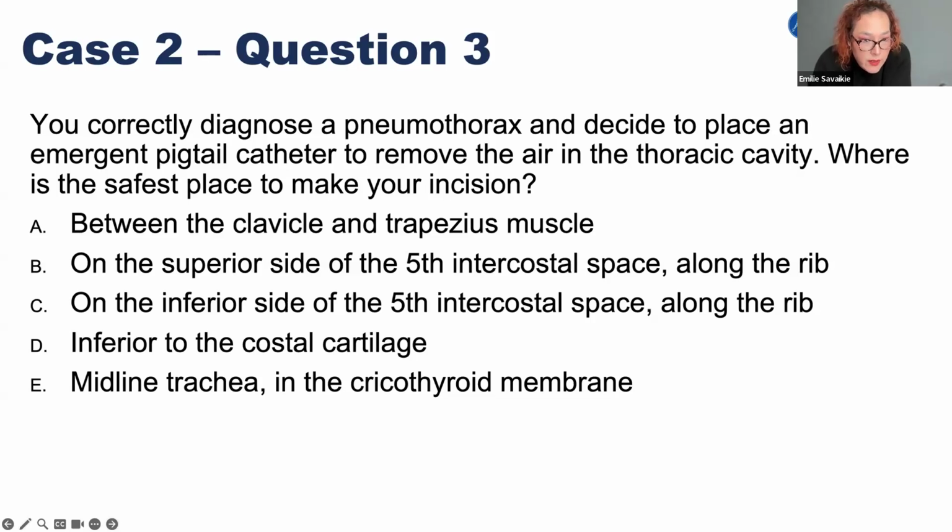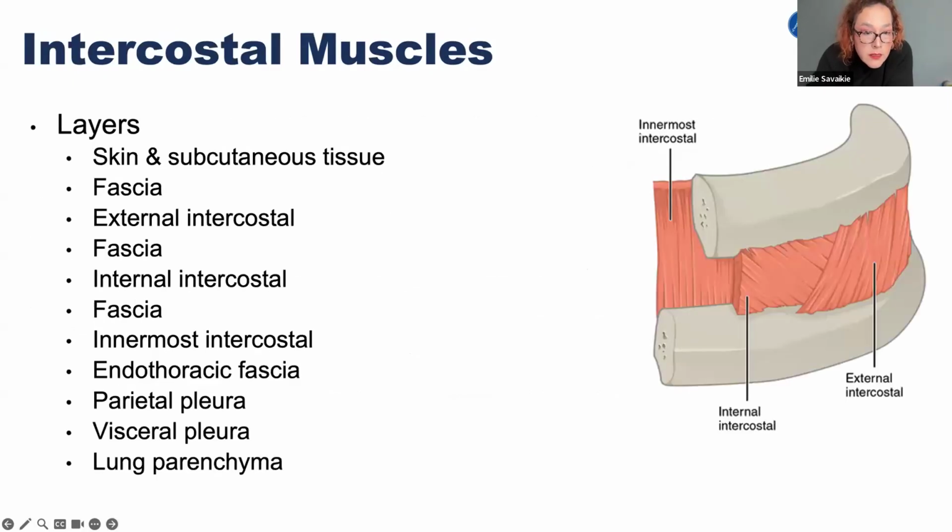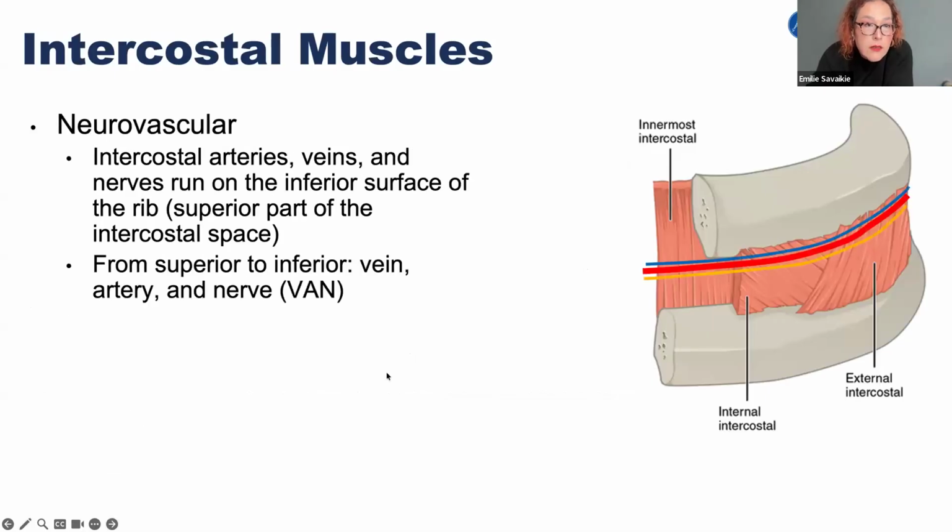And I'm going to bring up a slide that I did not cover coming in, but I think would help you here. So note that all the vasculature runs on the inferior side of the superior rib. And it's not located in the space, it's actually on the inside here, underneath this area right there. So we got 5 people, so let's increase that and we'll get to the answer. Oh, let me show you the answers. Sorry.